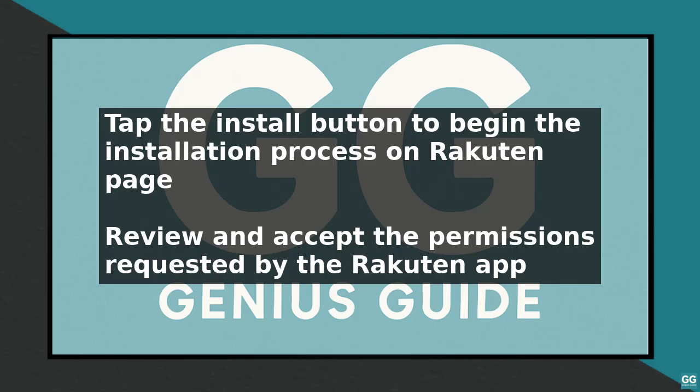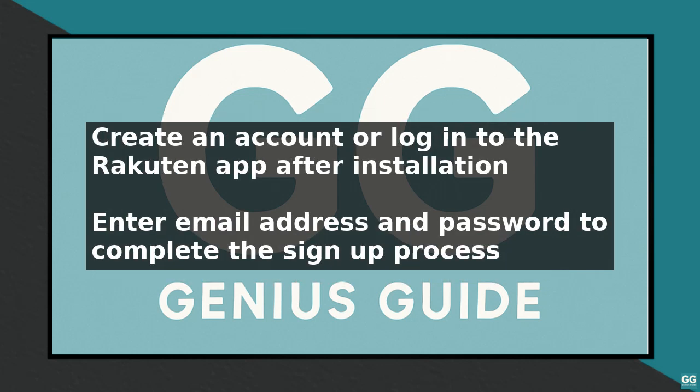To create an account, tap the Sign Up button and follow the prompts to enter your email address and password. If you already have a Rakuten account, tap the Login button and enter your email address and password. You will then be taken to the Rakuten home screen, where you can start browsing and shopping.